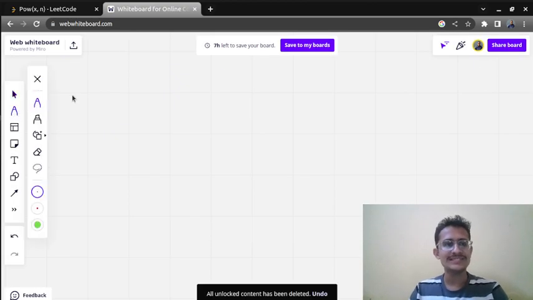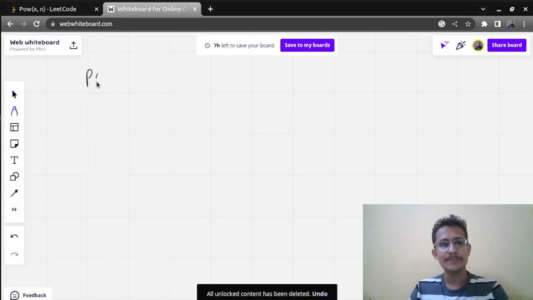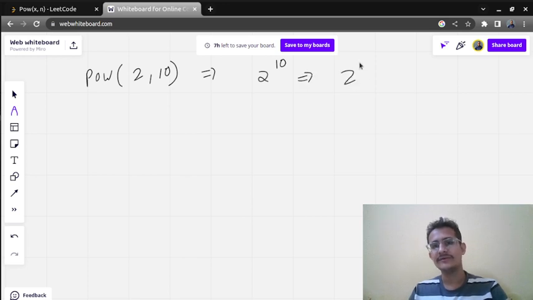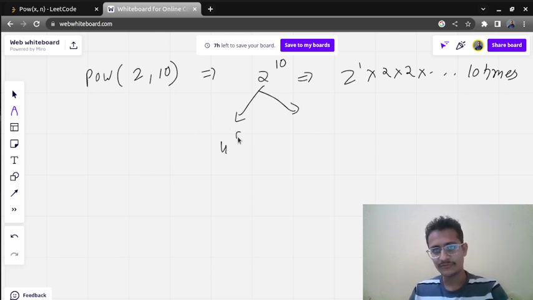So one approach, the basic approach, is clear to you. Let's say 2 to the power 10 is given to us. One thing is, we have seen that we multiply 2 ten times. This is one of the approaches. Perfect. Now what can be the other approach? Can we write like this: 2 to the power 10 is equal to 4 to the power 5? We can write like this, correct? 4 to the power 5.